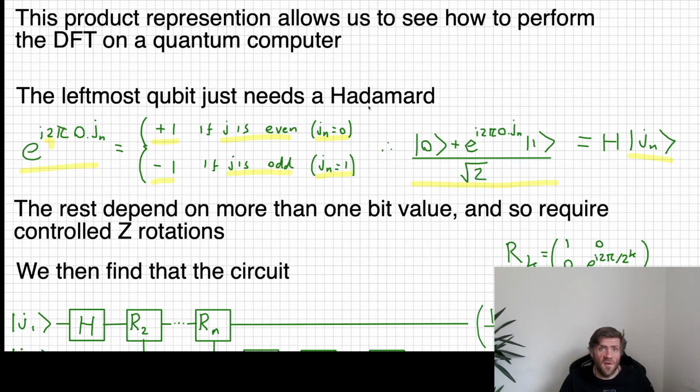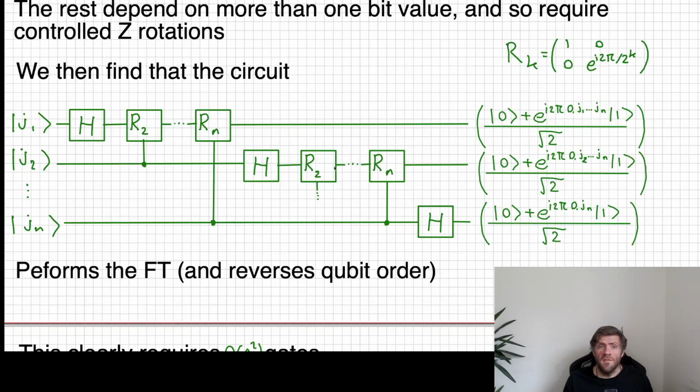So we have a qubit which is jn, and the way that we get the Fourier transform basis state that we need at the end will be simply to apply a Hadamard to that jn. And there we go. Now there's one bit done with a Hadamard. And it should be noted that if you look at this for the case of a single qubit, what is a single qubit Fourier transform? It's just a Hadamard.